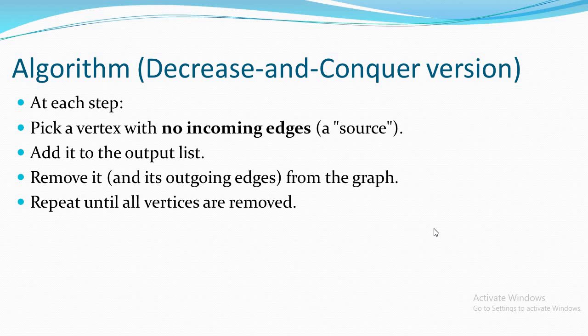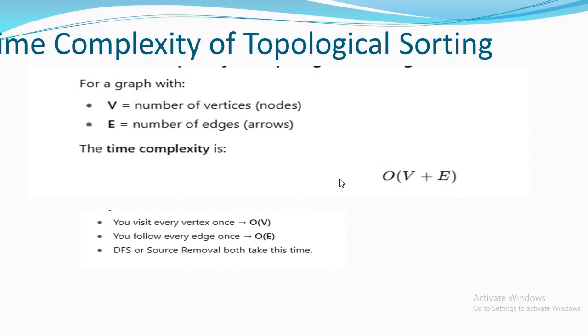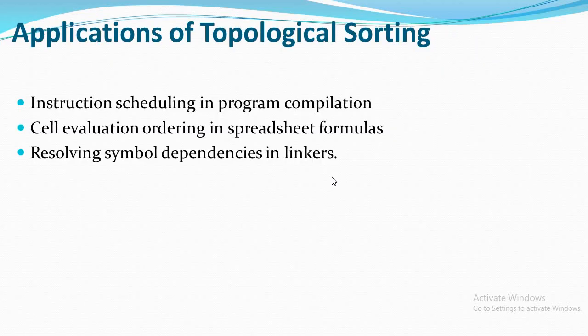So the algorithm is: at each step pick a vertex with no incoming edges, add it to the output list, remove it from the graph, and repeat until all vertices are removed. The time complexity of the topological sort is O(V + E), vertices plus edges.